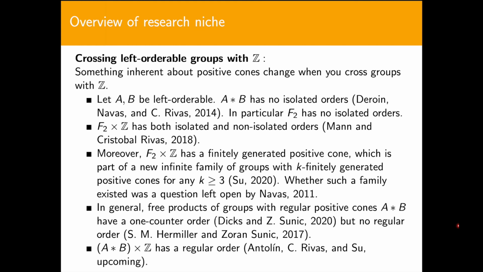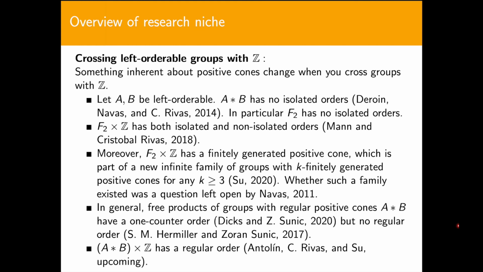In general, free products of groups with regular positive cones, like A free product B, have a one-counter order. This is a result of Antolín-Dicks-Šunić, and one-counter orders are just one level of complexity above regular positive cones in this hierarchy of complexity called the Chomsky hierarchy. And this is really the best you can do because Hermiller and Šunić have proved that free products have no regular orders.